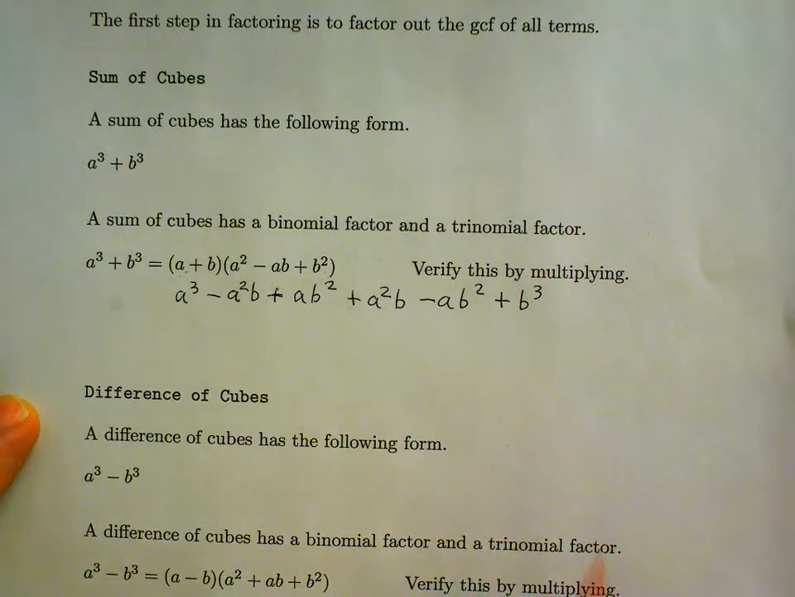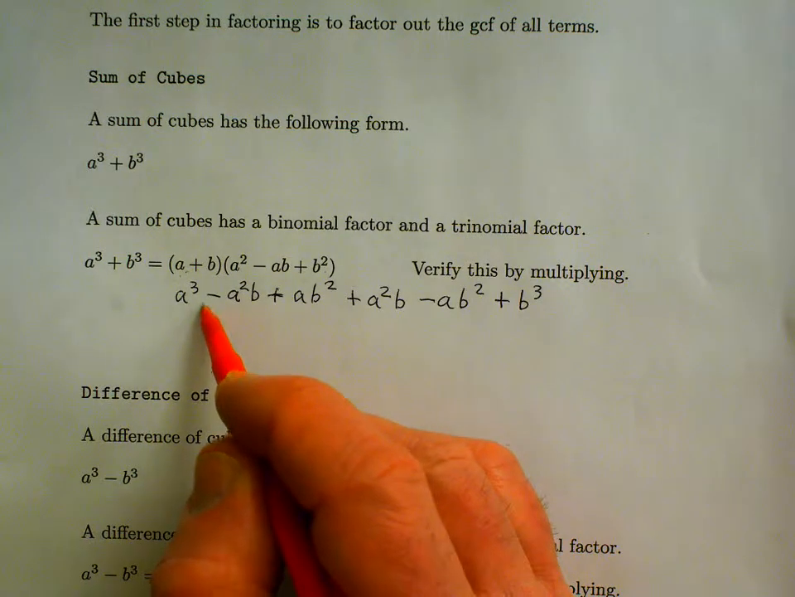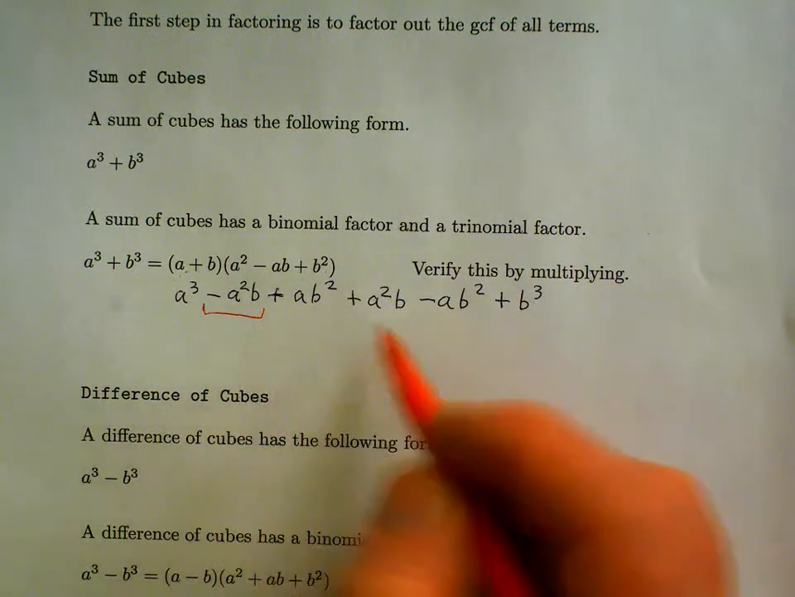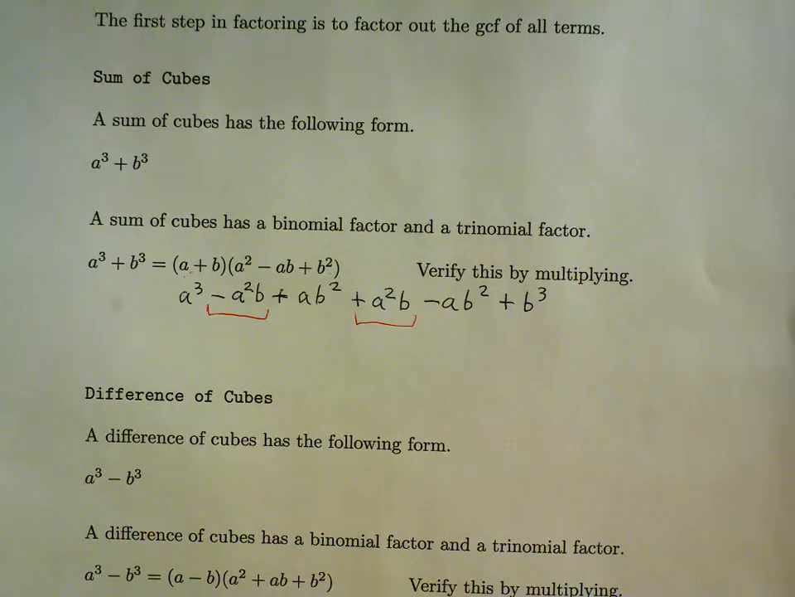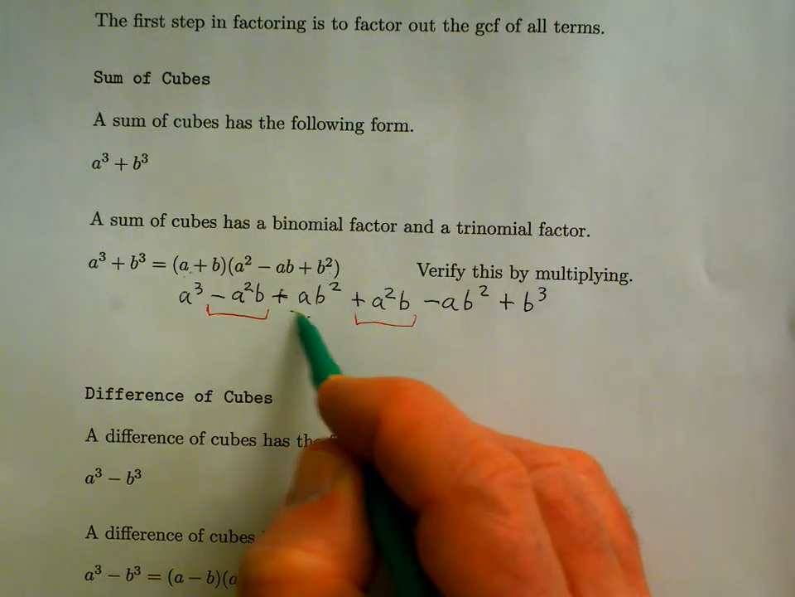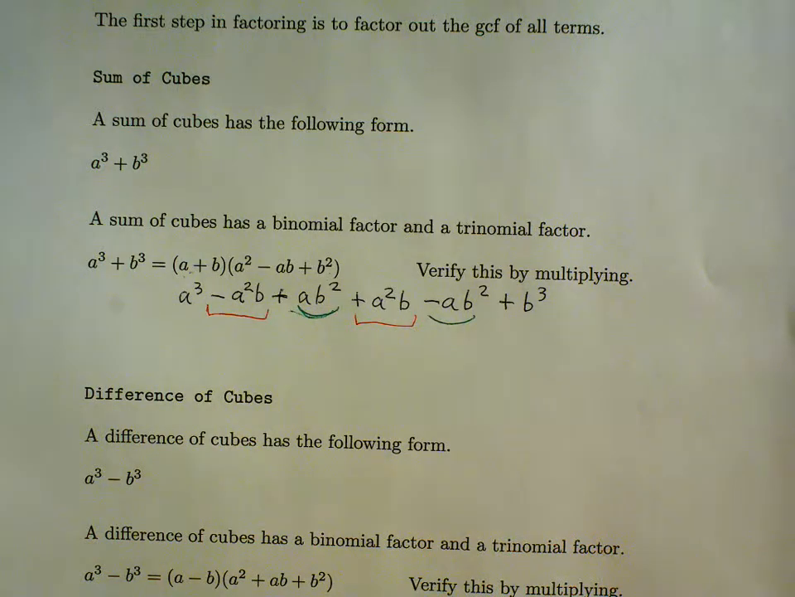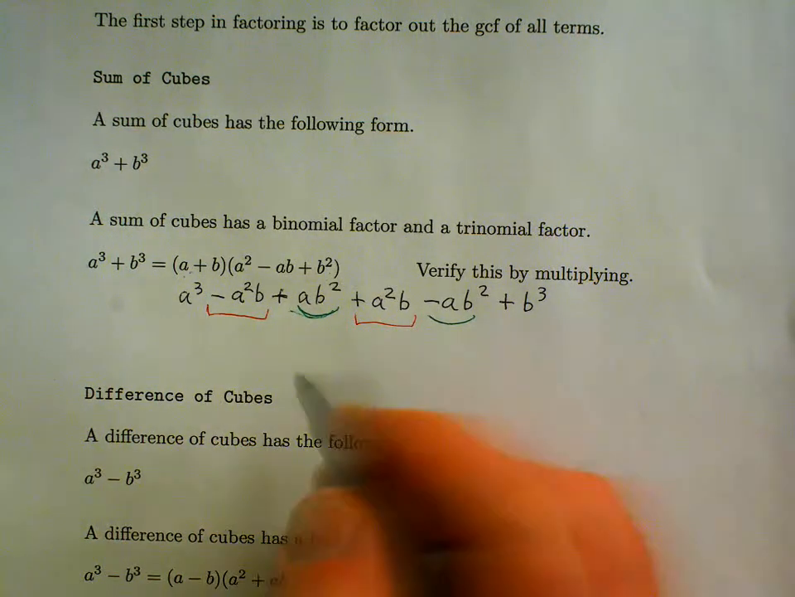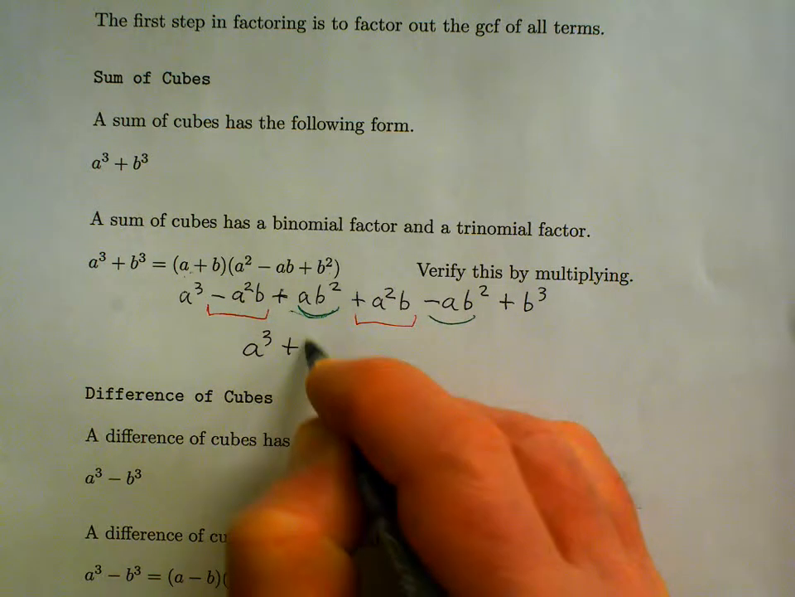We combine like terms. Notice the minus a squared b and the plus a squared b, those add up to 0. And the plus ab to the second and the minus ab to the second, those add up to 0. So when we combine like terms, we're just left with the sum of cubes, a to the third plus b to the third.